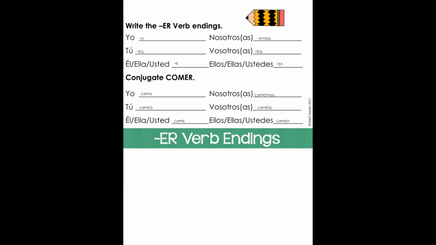So a good example for an ER verb would be comer. The yo form, yo como. The tú form, tú comes. The ella, or usted form, come. Nosotros would be comemos. Vosotros or vosotras, coméis. And the ellos, ellas, ustedes form, comen.